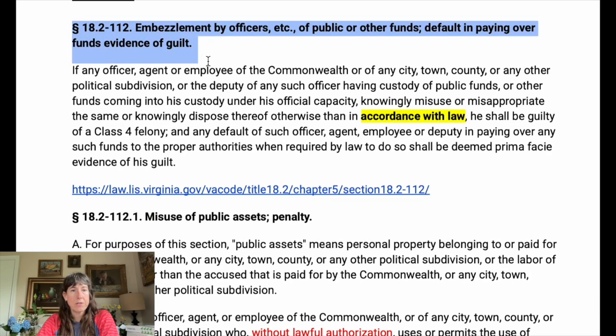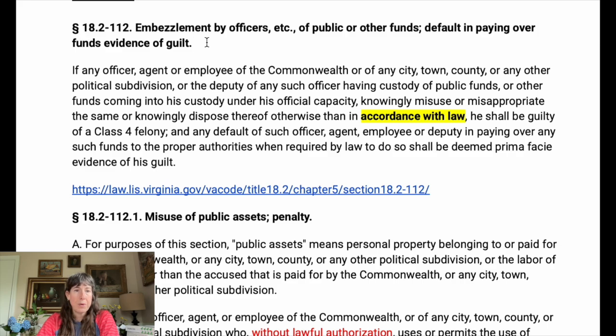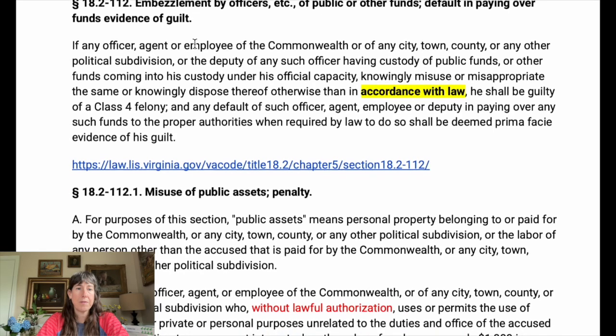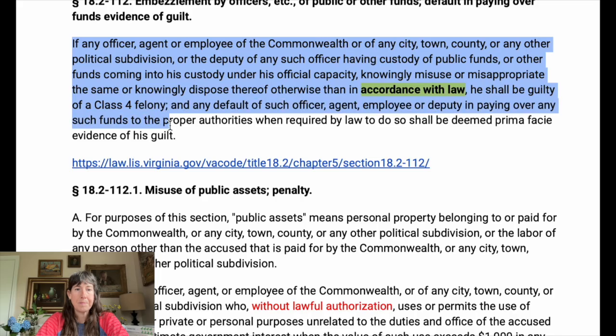All right, here are the references. You guys can go and read the law. Well, I don't know. Maybe I will go ahead and read it for you. So it says 18.2-112, embezzlement by officers, etc., of public or other funds, default in paying or paying over funds, evidence of guilt. So this is what the law says.